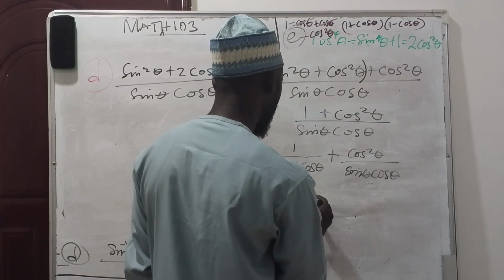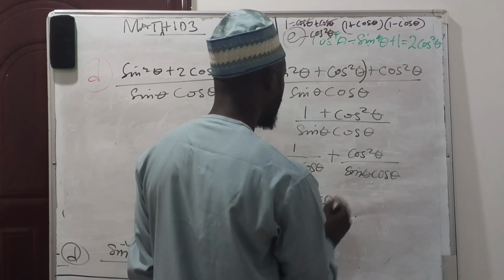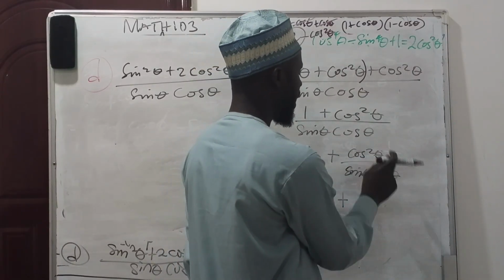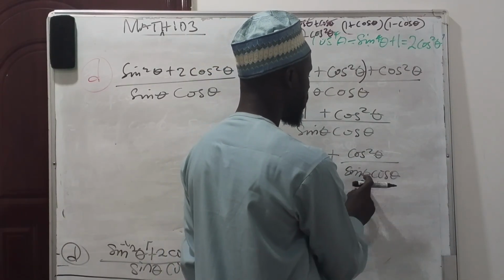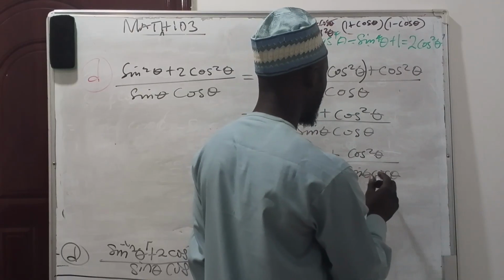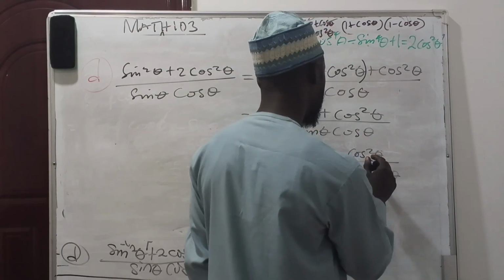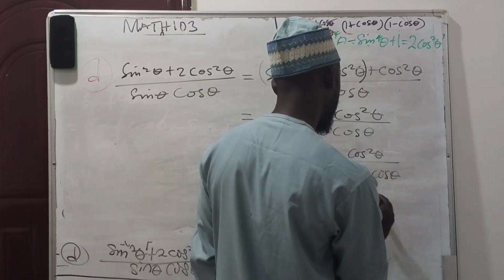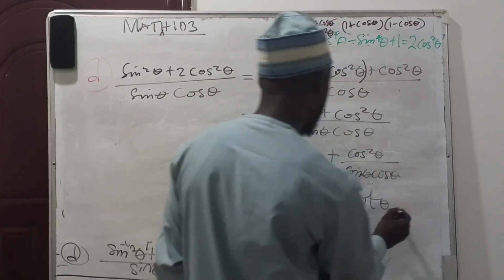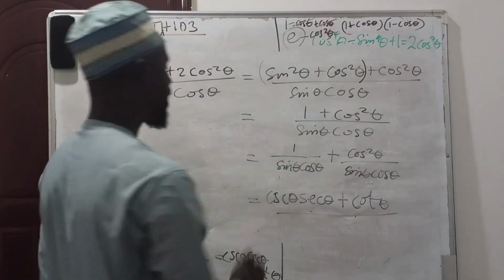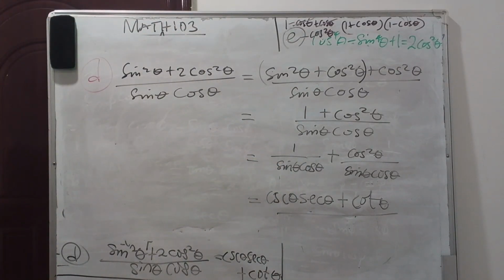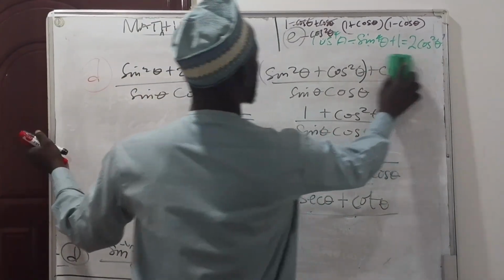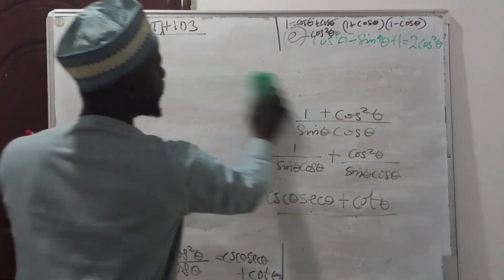So I have sec theta cosec theta plus cos square theta over sine theta cos theta, so the cos will cancel the square, and this becomes cos theta over sin theta, and that gives cot theta. And that is the right hand side we have achieved. So now the last, which is problem number E.